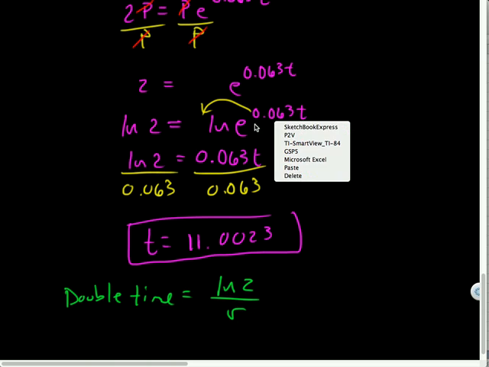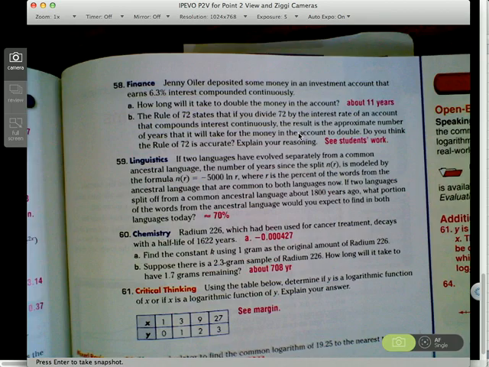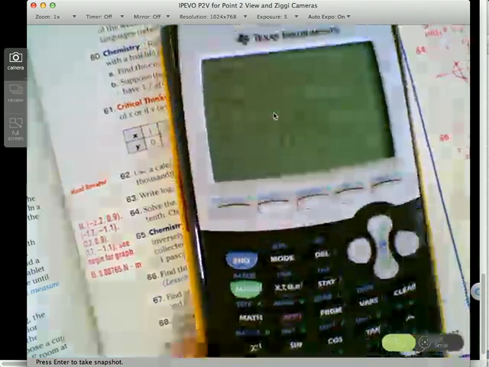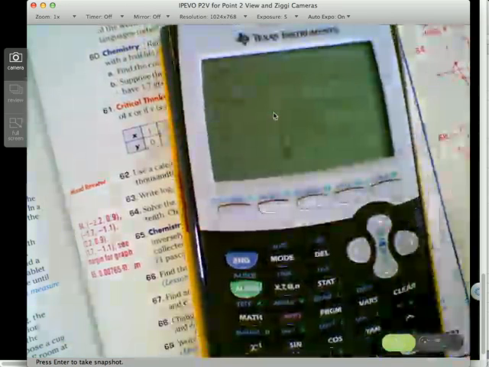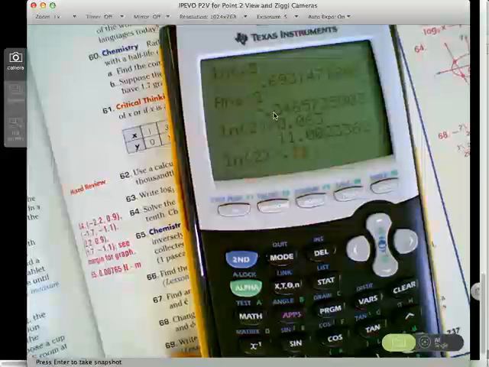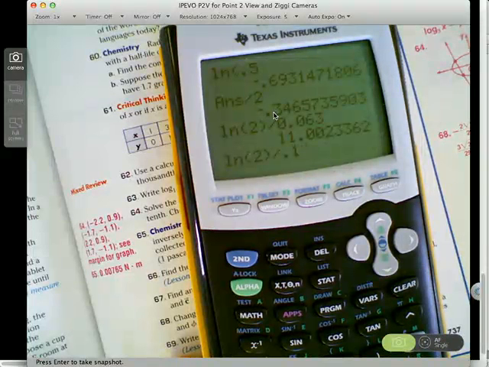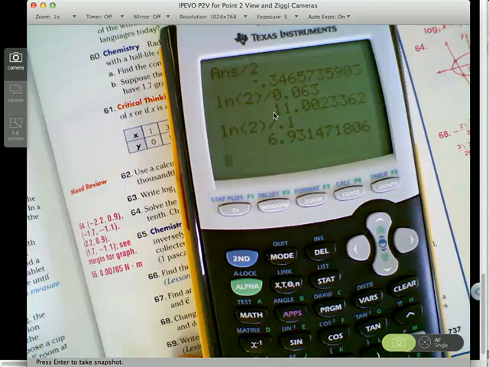Right? So if I wanted, I could, so ln of 2 divided by 0.1 would be the amount of time it takes to double if you're compounding continuously and you're earning 10% interest. So in 6.93 years, you can double your investment.